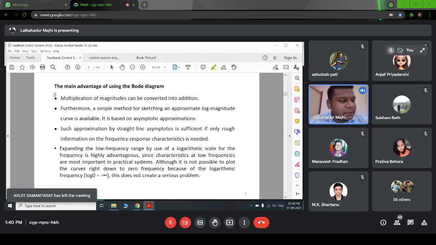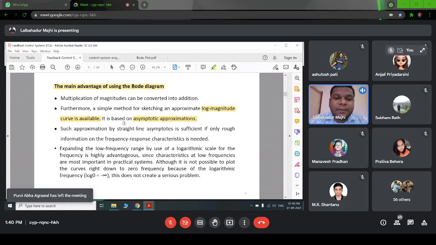So let's first see what the Bode plot is. The main advantage of using the Bode diagram or the Bode plot is that the multiplication of magnitudes can be converted into addition. Furthermore, a simple method for sketching an approximate log magnitude curve is available. I will explain this while doing the Bode plot. It is based on asymptotic approximations.